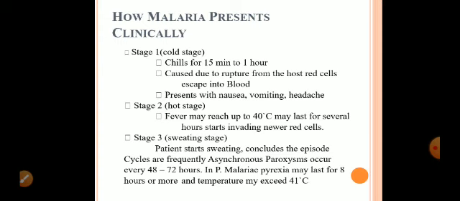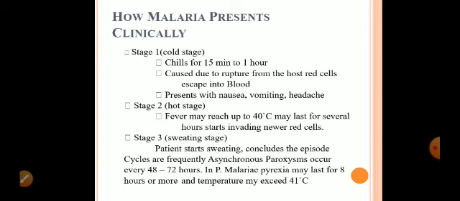Stage 2 is the hot stage. The patient will present with a high grade fever which lasts for several hours after the parasites start invading new red cells. Stage 3 is the sweating stage. The patient presents with sweating, which concludes the episode. The cycles are frequently asynchronous, with paroxysms occurring every 48 to 72 hours. In malaria, pyrexia may last for 8 hours or more. Temperature may exceed 41 degrees Celsius.